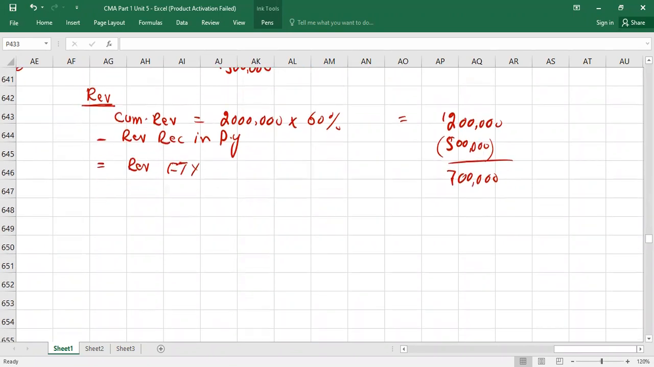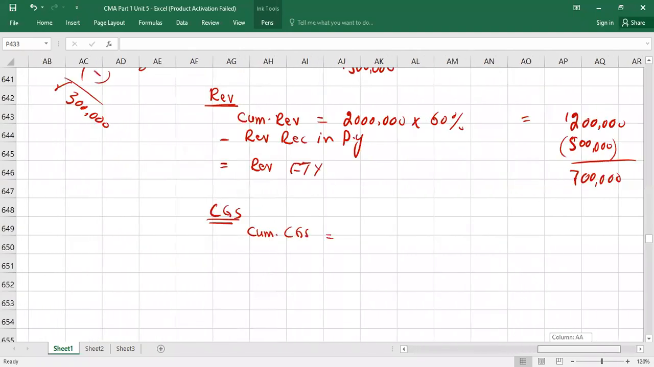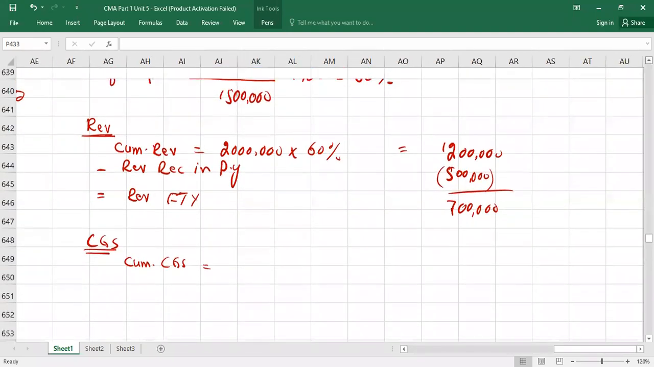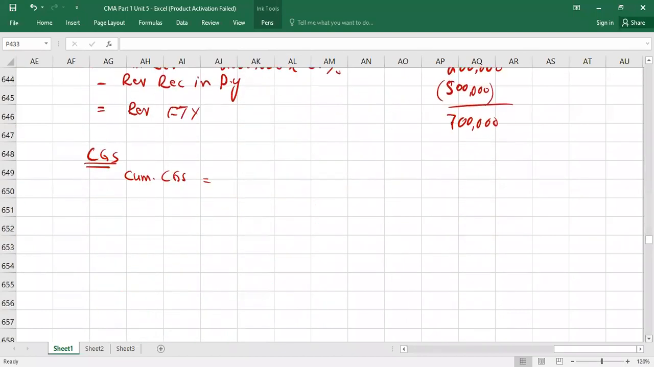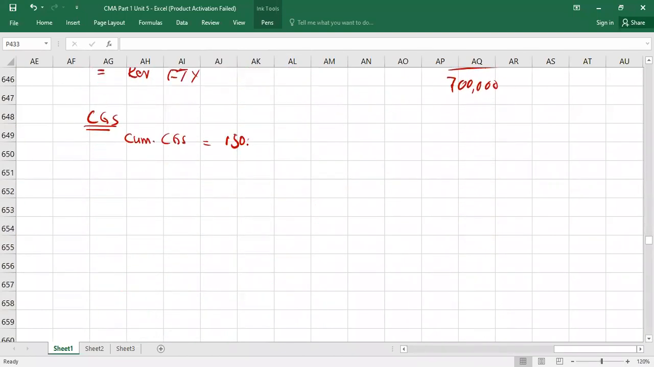So now you will work with the cost of goods sold. Same way you will work CGS. You have to calculate first cumulative CGS. For that you need total cost. And in year 2, you have calculated total cost, somewhere up. Total cost was 1.5 million. This you will take. Total cost, which is 1.5 million, into percent completion, which is 60%. You will get 900,000 as a cumulative cost of goods sold.